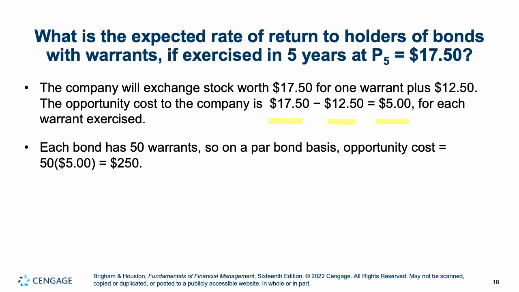Here, they could be more. It would depend. Normal options contracts are one contract is 100 shares. In this case, each warrant is referring to 1 share. So the total opportunity cost means the company is losing $250 if you trip these warrants and the stock goes to $17.50, because that's what they could get on the open market, but you have a contract that they have to sell it to you cheaper.